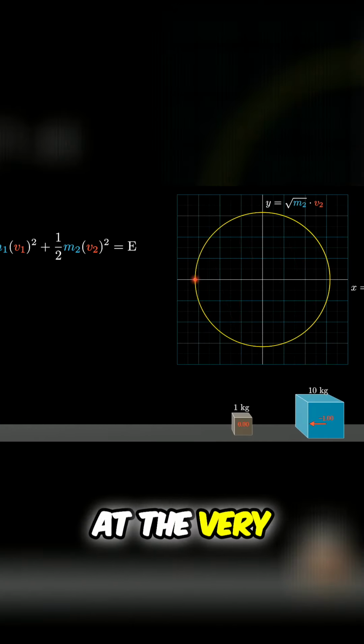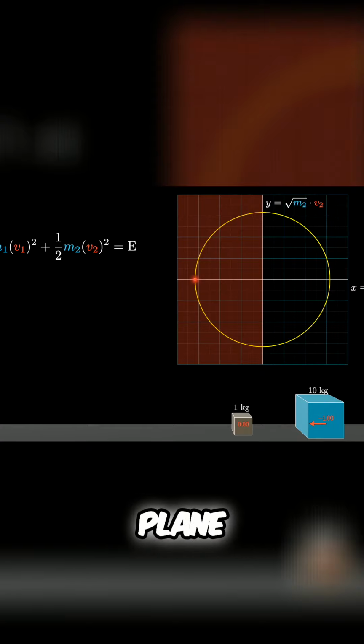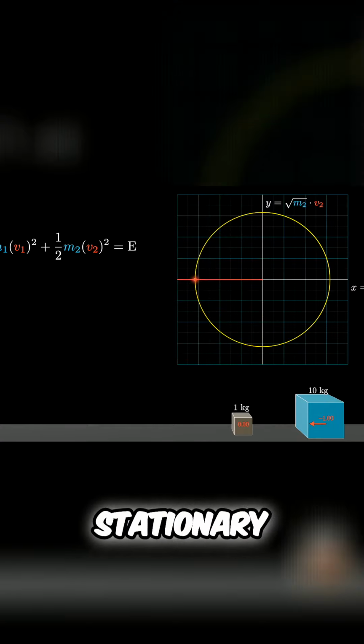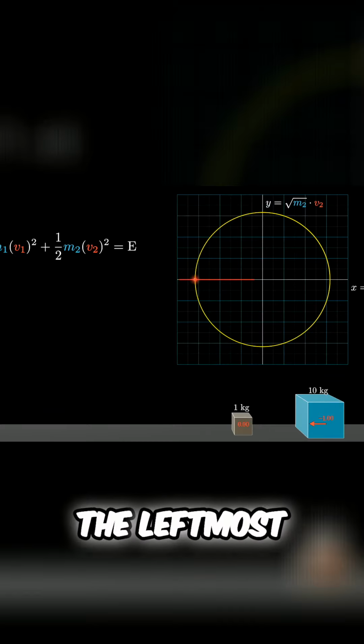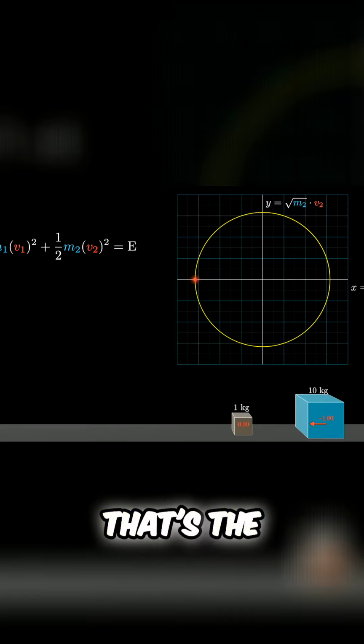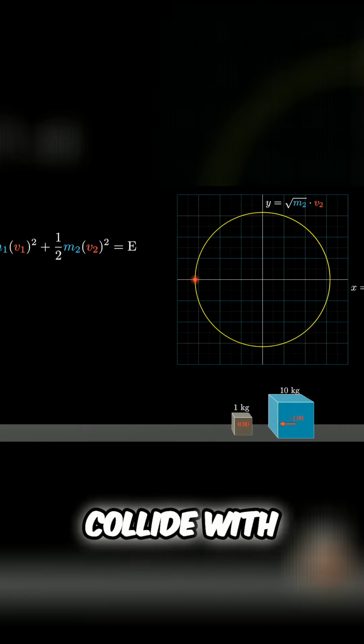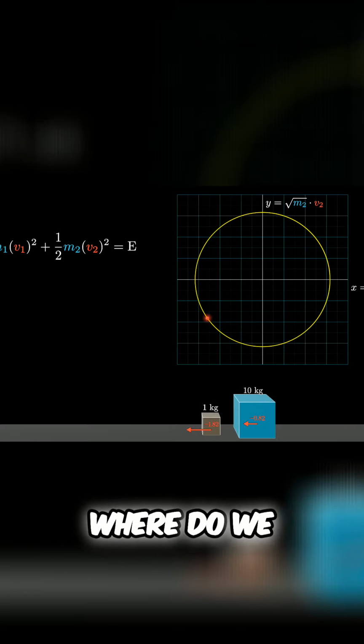For example, at the very beginning, that big block has a negative velocity, so we must be somewhere on this left half of the plane. And that little block starts off stationary, meaning the y-coordinate is 0, and so we have to start out at the leftmost point of this circle. That's the initial condition. Now, after they collide with each other, what happens? Where do we end up?